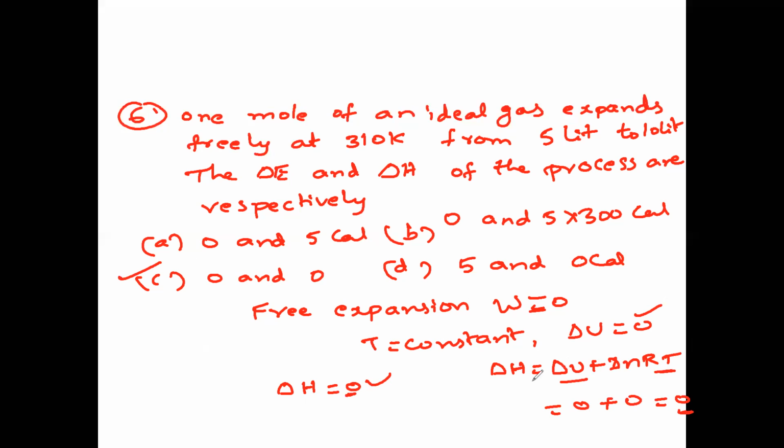Why? Because delta H is equal to delta U plus delta nRT. So delta U value already we got 0. Delta n no need to write, but temperature difference, there is no difference in temperature because it's constant. So since T is constant, delta n into RT becomes 0. So 0 plus 0 is equal to 0. I hope it is clear. Very important question. So with this, I'm ending this class with the last question.